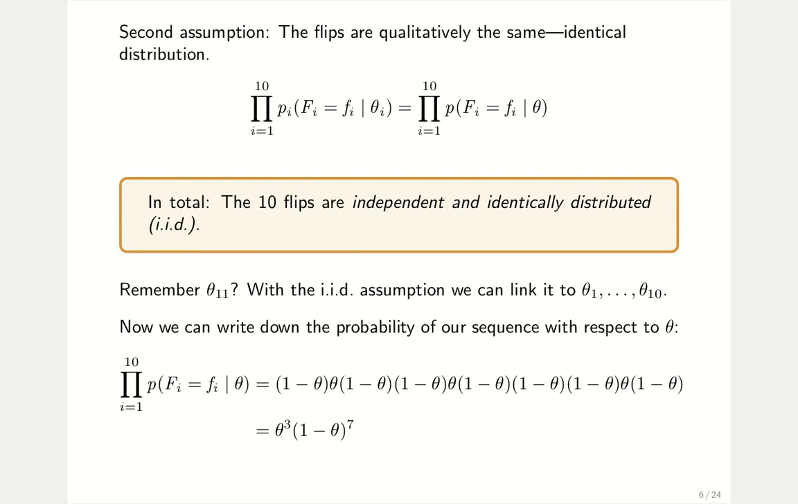Identical distribution means that we're dropping the i of the parameter. So that means that we're assuming that all 10 coin flips that we observed are governed by the same parameter theta. So instead of 10 different parameters for 10 coin flips, we have one parameter that governs all the coin flips. And this is also the point where we're connecting the first 10 coin flips to the 11th coin flip. We're saying that this one parameter theta is governing the first 10 flips that we already observed, and also the 11th coin flip that we haven't observed yet.